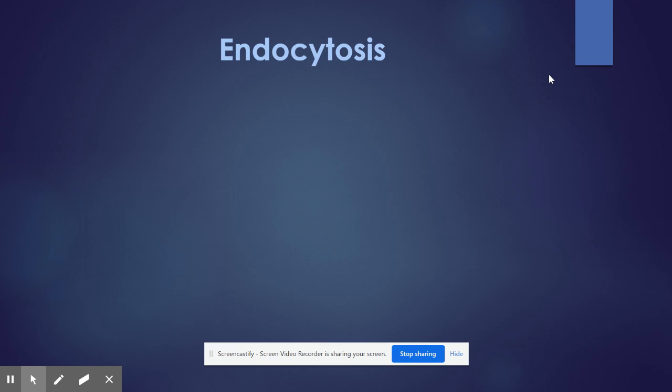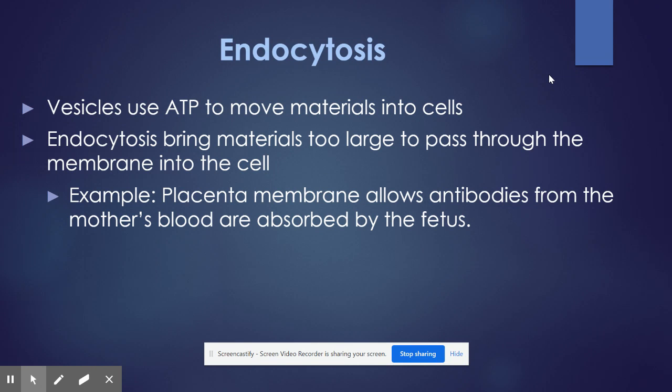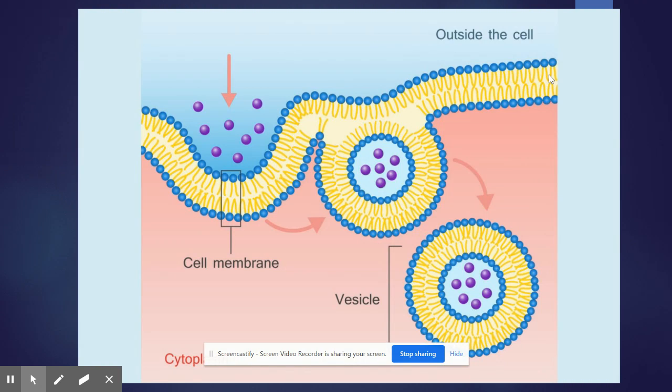Endocytosis and exocytosis. Endocytosis is used to bring big things into cells. And if it's big, you're going to need to use energy, which we call ATP. The main thing you need to remember is that endo means inside the cell and exo means outside the cell. And I don't have to read these to you because you can copy these notes in for yourself.